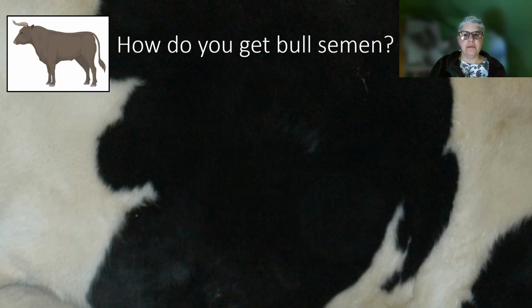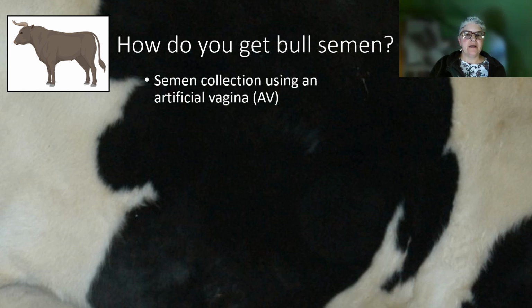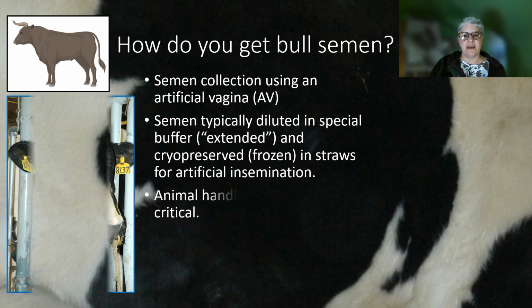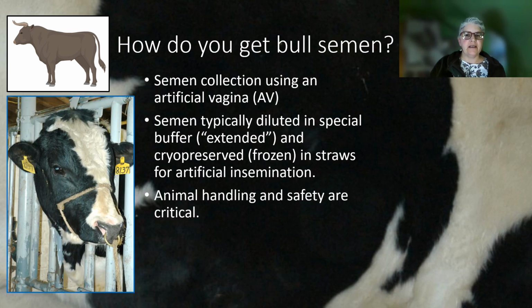So how do you get bull semen? Semen collection is done using what we call an artificial vagina, or AV. Semen is typically then diluted in a special buffer called extender and cryopreserved, or frozen, in straws that are then used for artificial insemination. Animal handling and safety are critical.